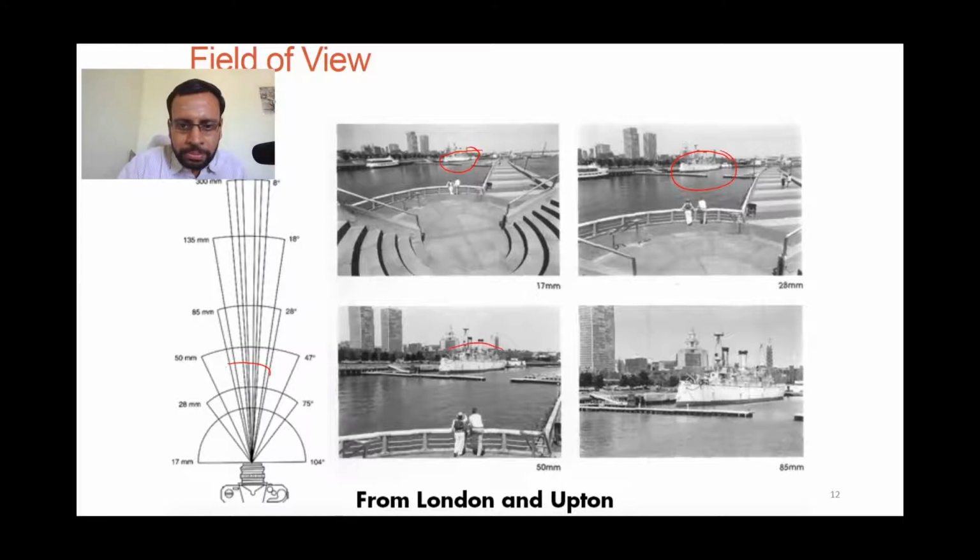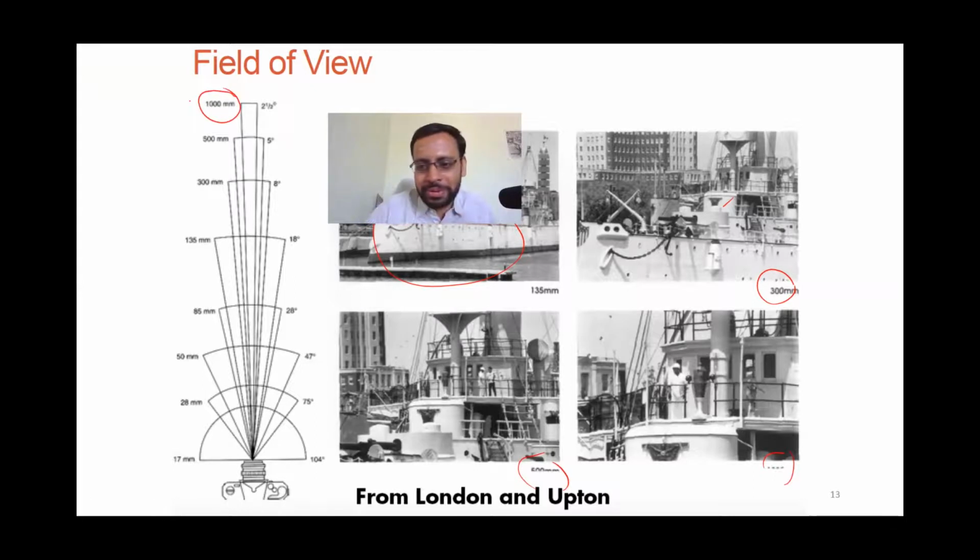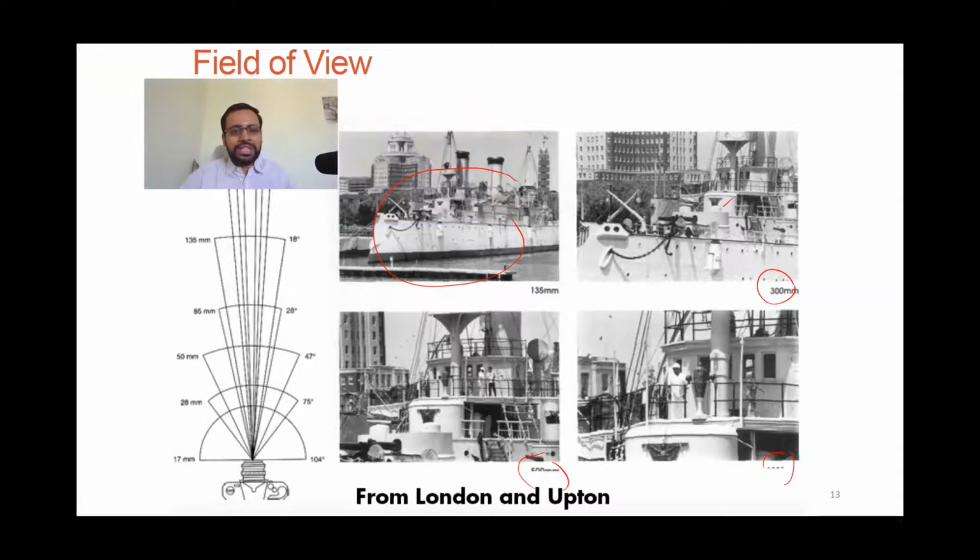Then 50 mm, much better. 85 mm, even better. And then 135 mm, kept in the same position, fixed on a tripod. Eventually at 300 mm, you can focus on much more detail. Then you can even see a person on the boat with 500 mm. I assume this is 1000 mm. With 1000 mm, your field of view is only 2.5 degrees, and that's what got focused.